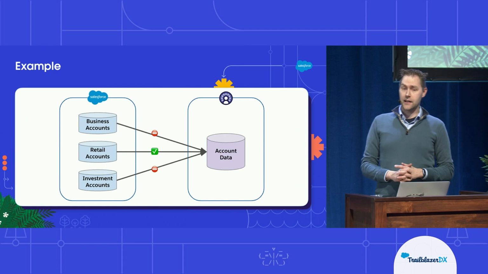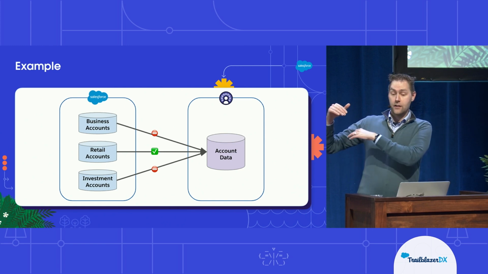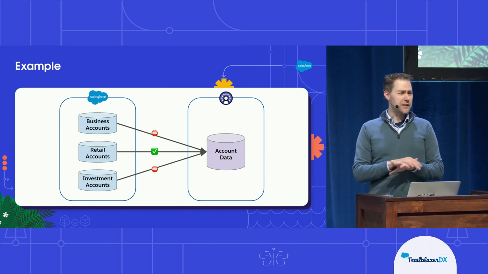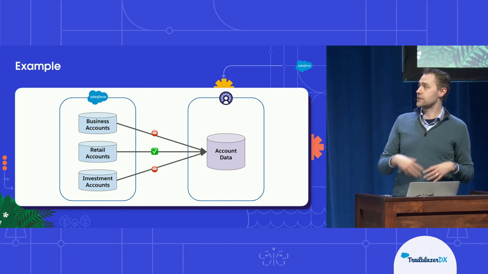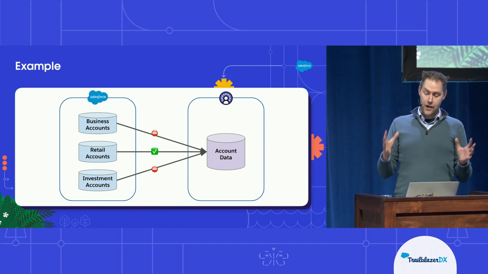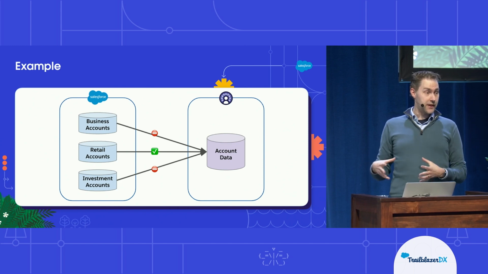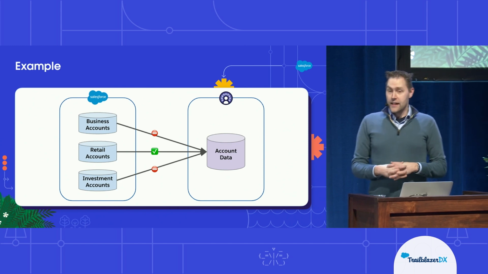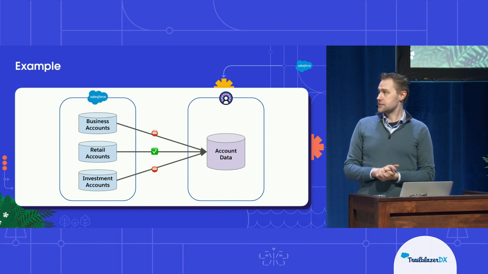So say we have a regulated environment where we have, say, business accounts, retail accounts, but also investment accounts that are all completely separated brands on the same org. They have their own data governance, their own processes. They have everything completely separate. And only the retail accounts would need to be in Data Cloud. If you have the CRM connector, all data would come in at exactly the same time.